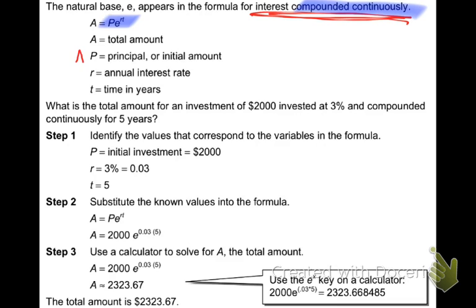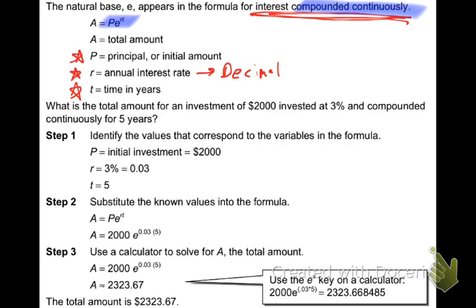P stands for the principal or initial amount. So what's our starting amount? R is the annual interest rate. And we always write the annual interest rate as what? You always want to make sure you write it as a decimal, not a percent. And then T is the time in years.